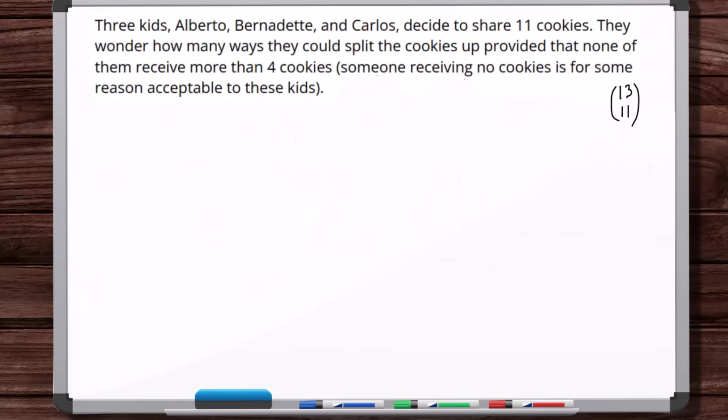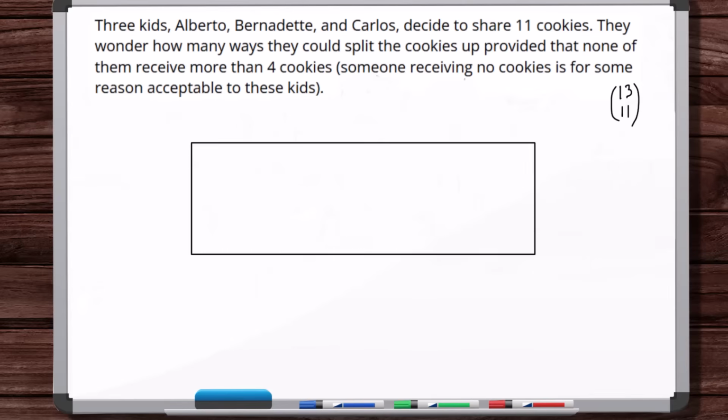Okay, now, here it's going to be different. If we draw this, we have our entire system of all of these outcomes, where Alberto gets 11, Bernadette gets 11, Carlos gets 11, whatever. Now, what's the union of sets we're trying to subtract out of here? It's when Alberto has 5 or more cookies, or Bernadette has 5 or more cookies, or Carlos has 5 or more cookies, or a combination of those, whatever, right?